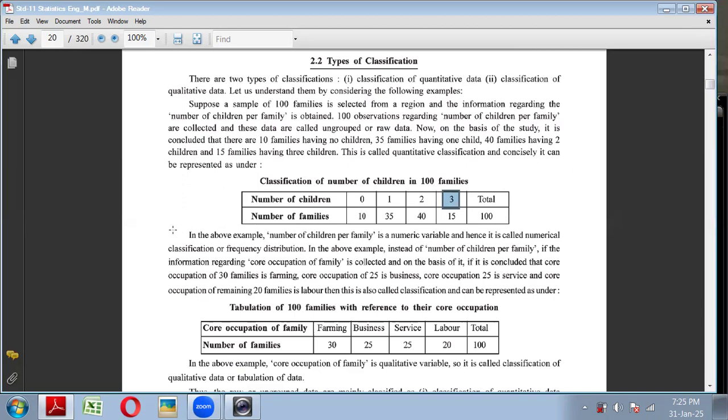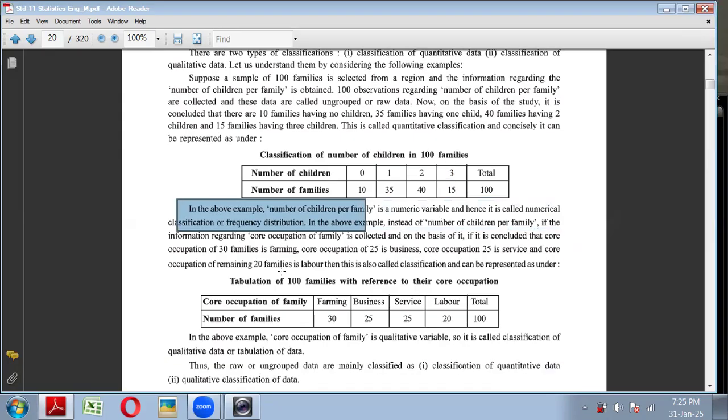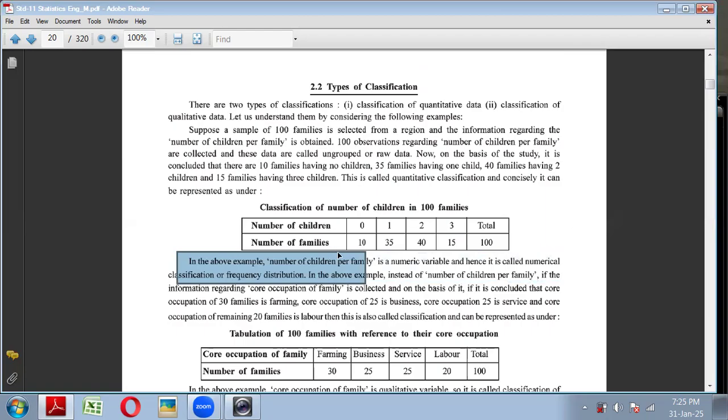See, this is the numerical classification or frequency distribution, right? Now, this is the example of quantitative data.